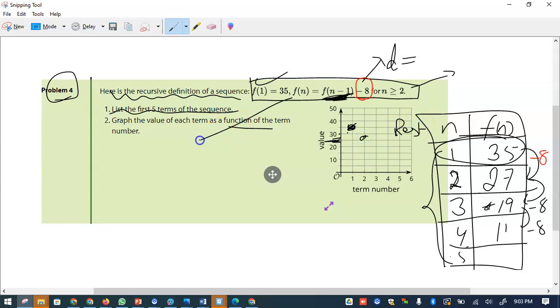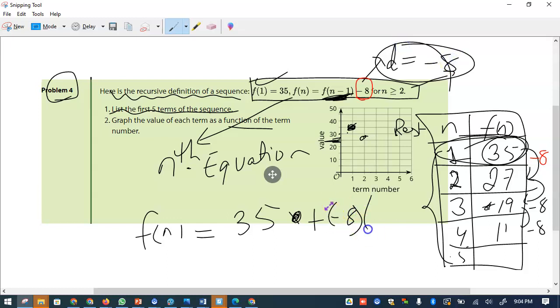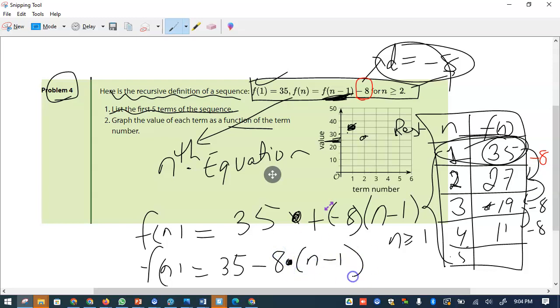So 27 will be somewhere maybe here, and I want you to do the rest of the part. But also from here, can I write the nth equation or nth term? Because this starts from 1, I'll say f of n equals, the first one is 35, and every time after that, plus the common difference, which is minus 8, times n minus 1, and n greater than or equal to 1. So basically you have to write it in a nice way, and that is 35 minus 8, remember this is multiplication, and then n minus 1, and you're done.